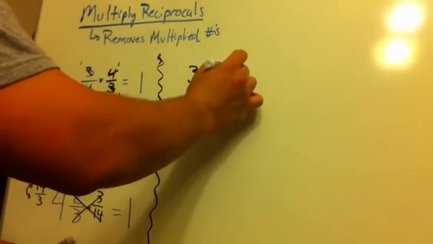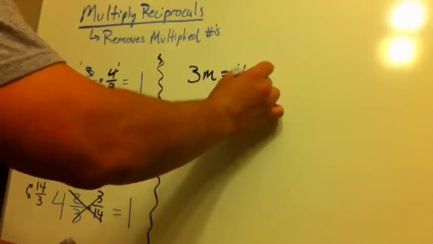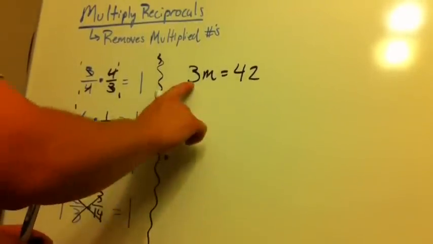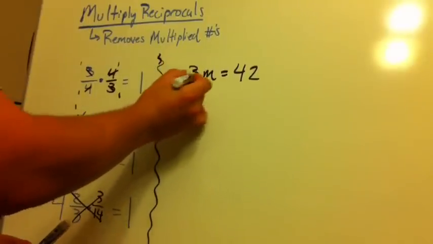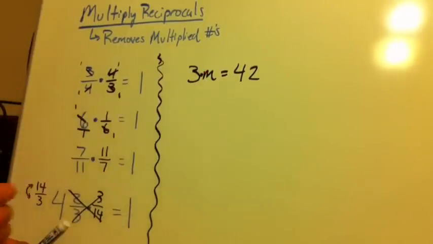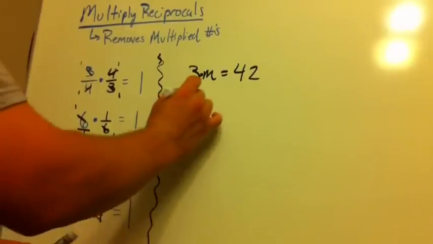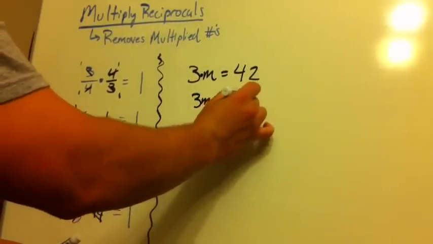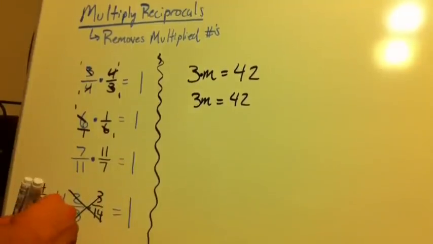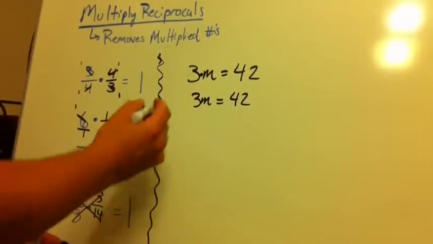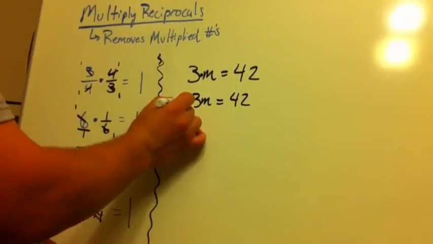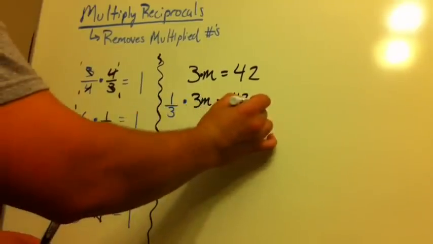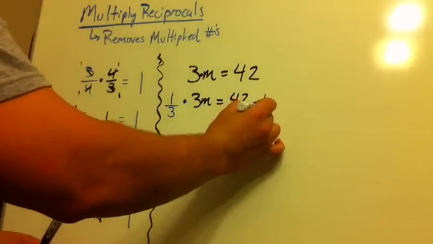My first example is 3m equal 42. Remember, a number beside a variable means multiply. 3 times m equal 42. So what I'm going to do is make a new line of work. This is where my algebra steps go in. Instead of adding opposites, because it's multiply, I'm going to multiply by the reciprocal. Put a multiply sign to both sides. And I need the reciprocal of the number that is with the variable.